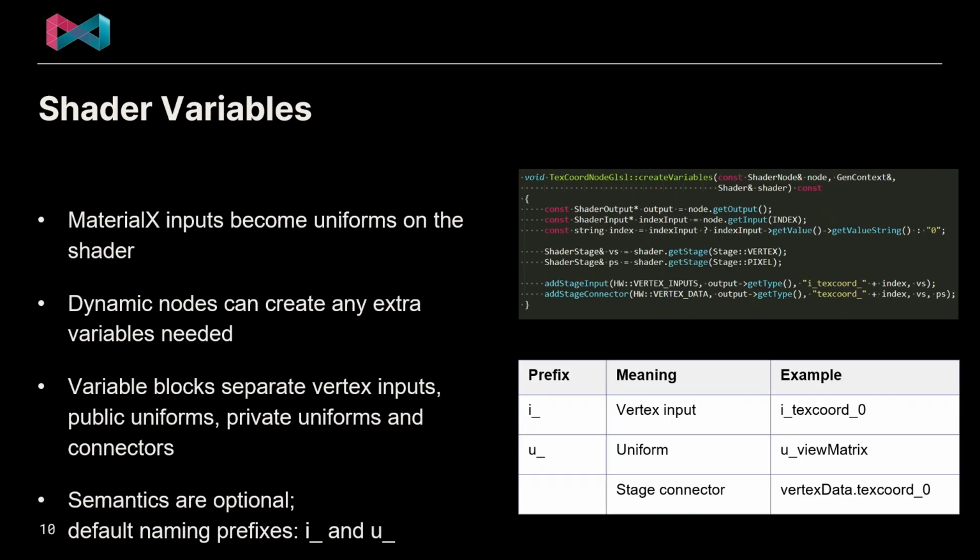We also need to control what data to send into our stages and between our stages. The inputs authored in the MaterialX data are always created as uniforms on the shader, so they can be assigned values later. And with dynamic nodes, we can create additional variables needed. So for example, extra uniforms or geometry streams needed by a node. And we can then control how these are propagated between stages as well.